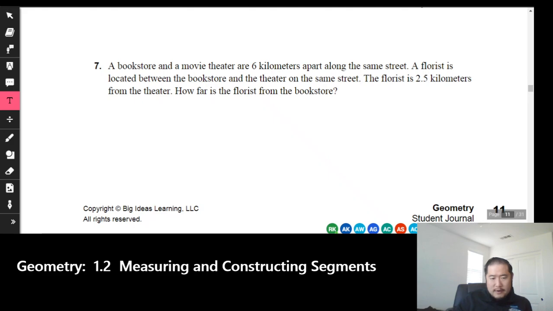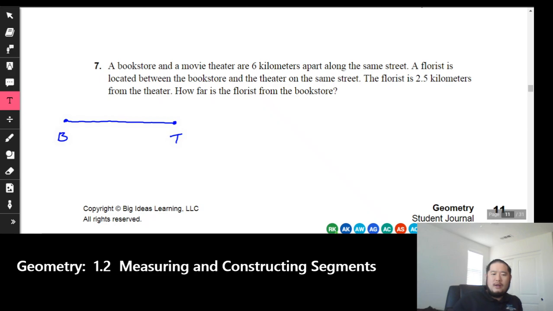All right, so I would always start off with a diagram. I think that's always very helpful. And we have, I'll label this first part B for bookstore. It says there's a movie theater also that's 6 kilometers apart. So I can label this right here T for theater, or M for movie. And so somewhere in between would be the florist.